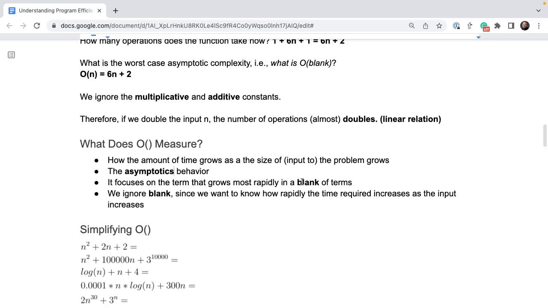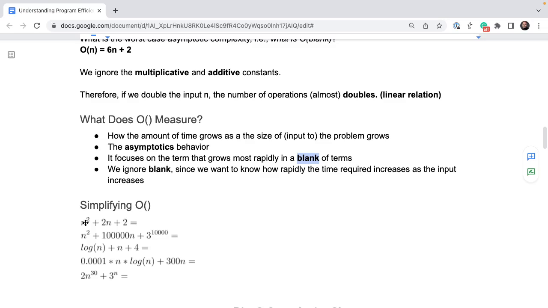It focuses on the term that grows most rapidly. So if you're looking at n squared plus 2n plus 1, which term of those 3 grows the most rapidly? The quadratic term, the n squared. So it's really going to focus on the dominant term. It focuses on the term that grows most rapidly in a sum of terms. So again, we have a sum down below, and what we'll be looking at is the dominant term, which in this first example was the quadratic term.